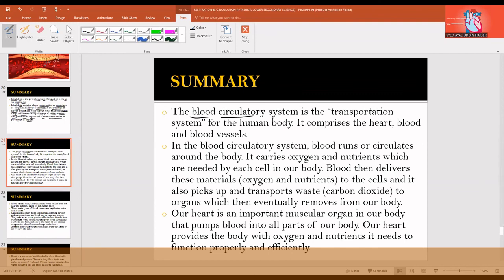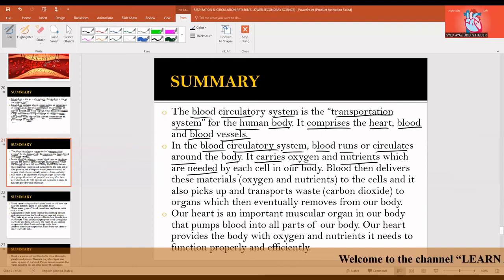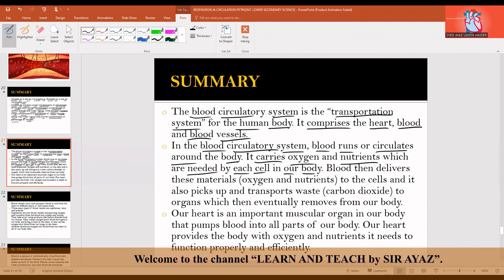The blood circulatory system is a transportation system for the human body. It comprises the heart, blood, and blood vessels. In the blood circulatory system, blood runs or circulates around the body. It carries oxygen and nutrients which are needed by each cell in our body.